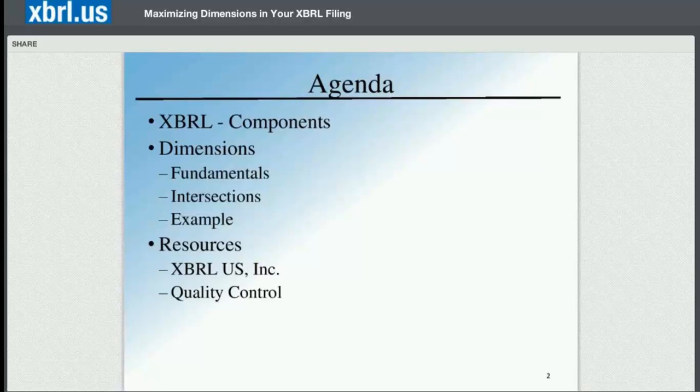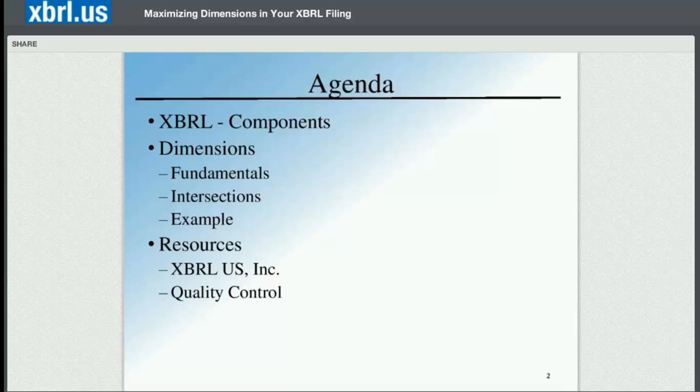We're just going to go very briefly through the components of XBRL. I did not know or anticipate any specific level of understanding in the participation group, so I'm very quickly going to go through the components. Then we'll jump into dimensions, talk about fundamentals, and talk about what the theoretical intersection that is referred to in defining facts using the US GAAP taxonomy means.